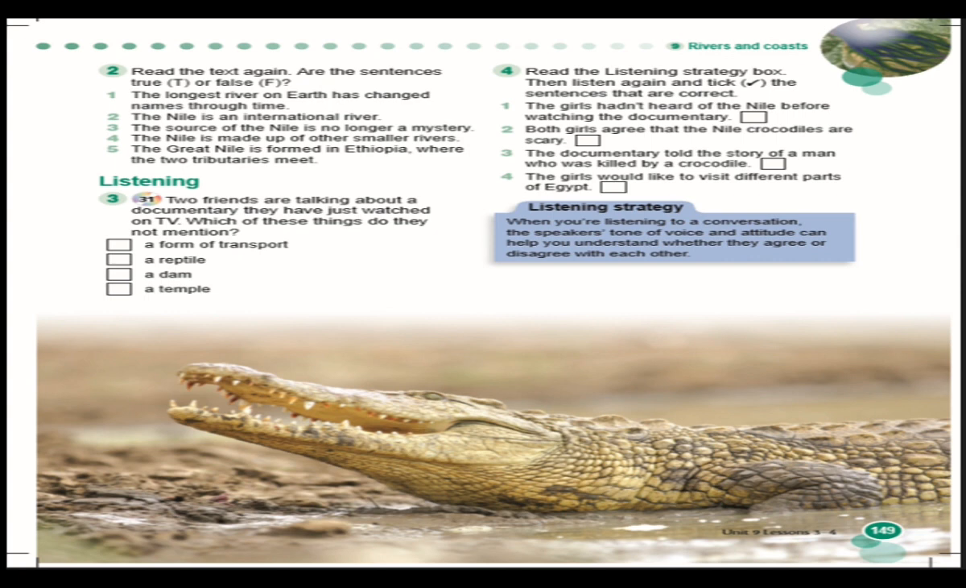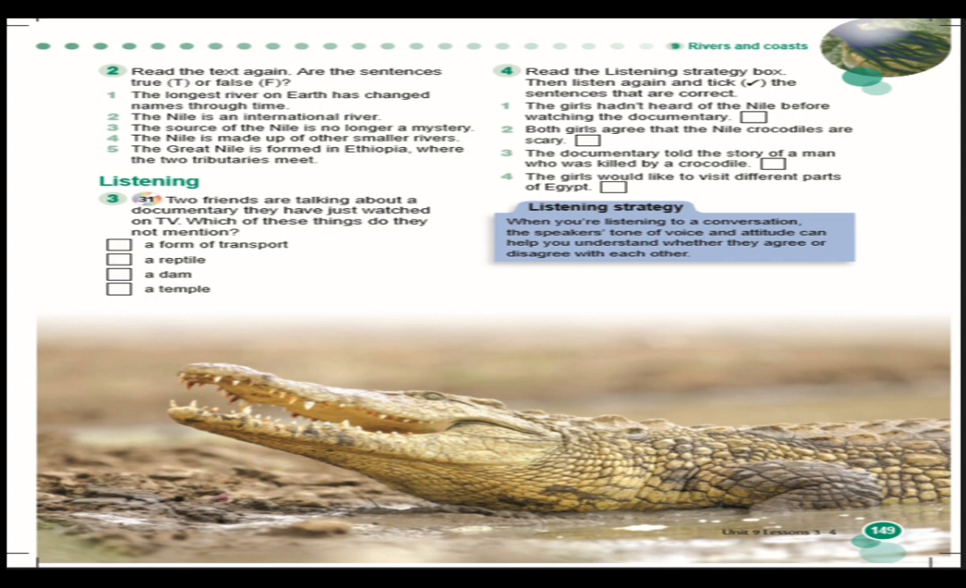Number 4, sorry, 3. The source of the Nile is no... I'm so sorry, Shabab. Number 4, the Nile is made up of other smaller rivers. It's true. Number 5, the Great Nile is formed in Ethiopia where the two tributaries meet. This is false.